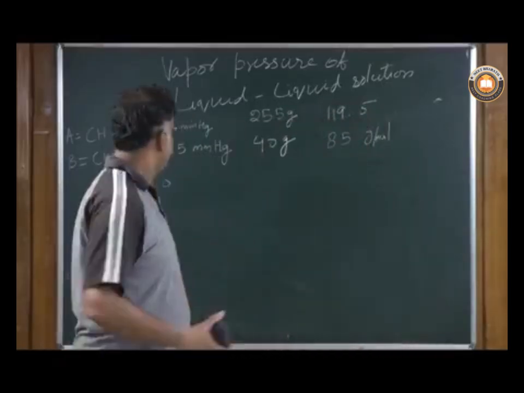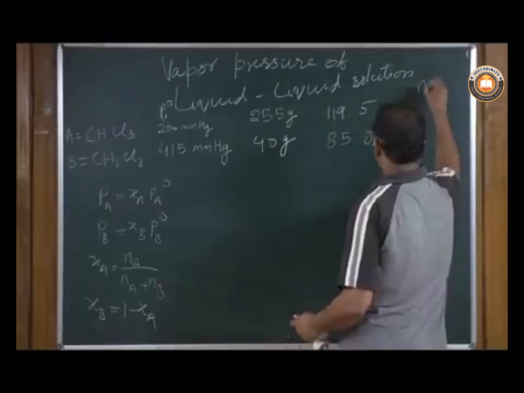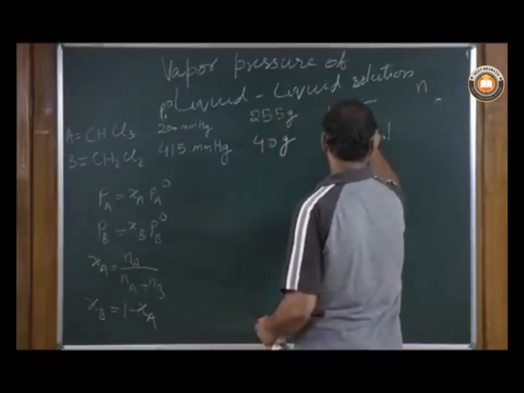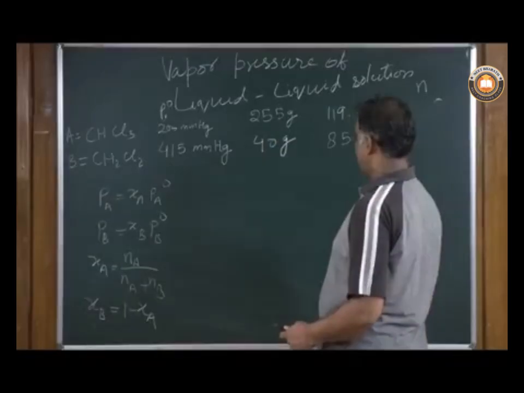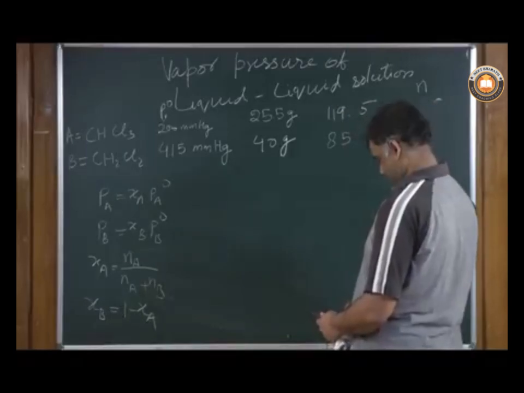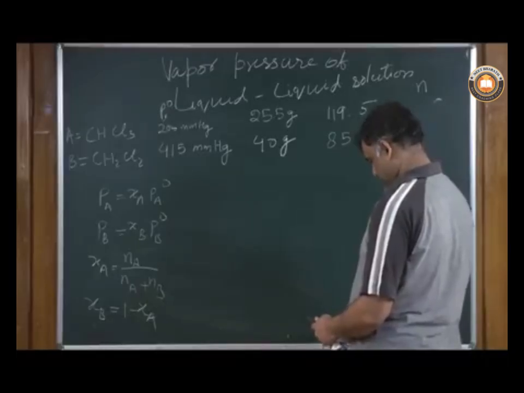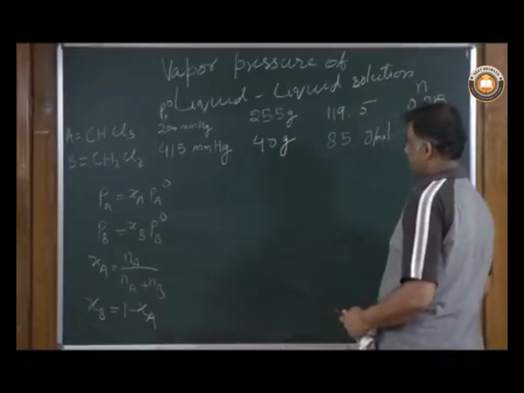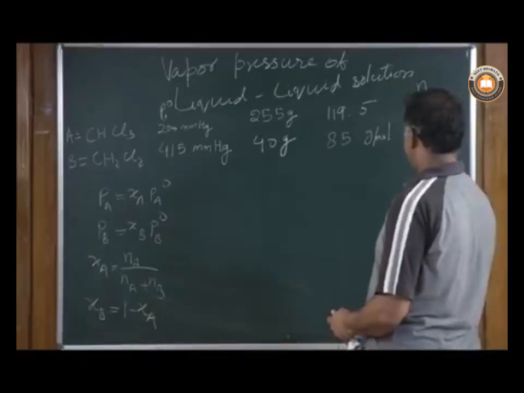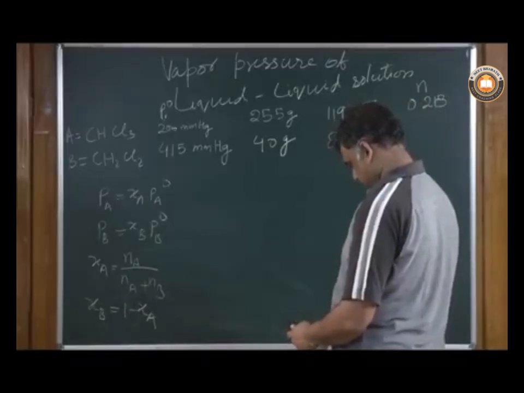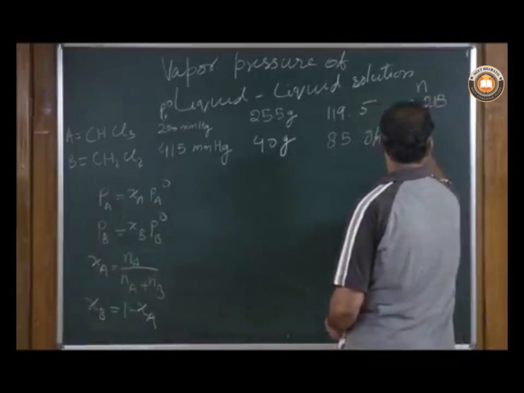And then we can calculate N A, number of moles of each. So, that would be 25.5 gram divided by 119.5 gram per mole, that will give me moles of CHCl3, that is A. So, let us do that. 25.5 divided by 119.5, and the answer we are going to get is 0.213. And same thing we need to do for B, that is dividing 40 by 85. 40 divided by 85, and the answer I am going to get is 0.470.